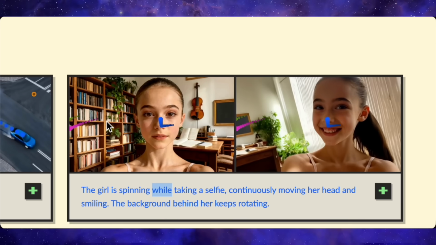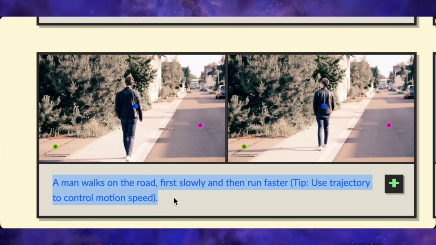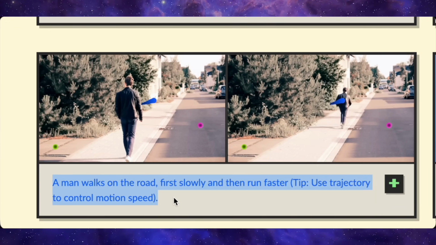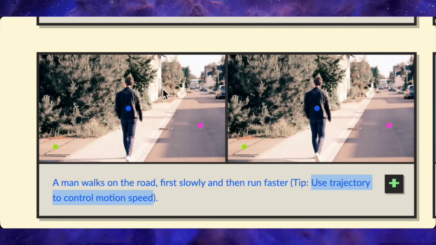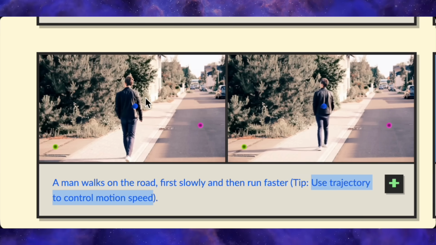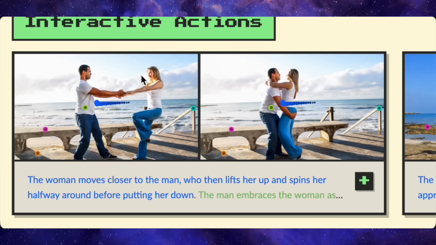You're combining semantic understanding from text with spatial control from drawing. A great example of this precision is speed control. You can prompt a character to walk and then run, but the AI looks at how fast you draw your line. Draw the trajectory slowly, and the person walks. Speed up your drawing, and they break into a run. That is next-level control.